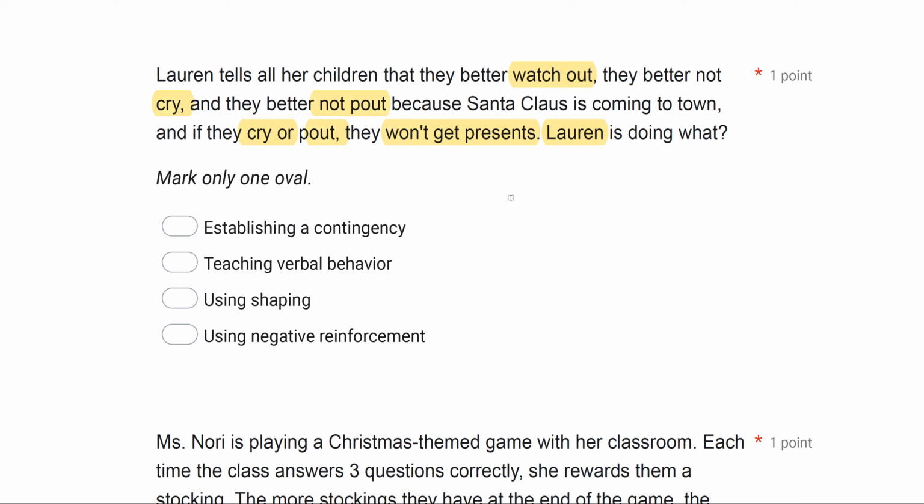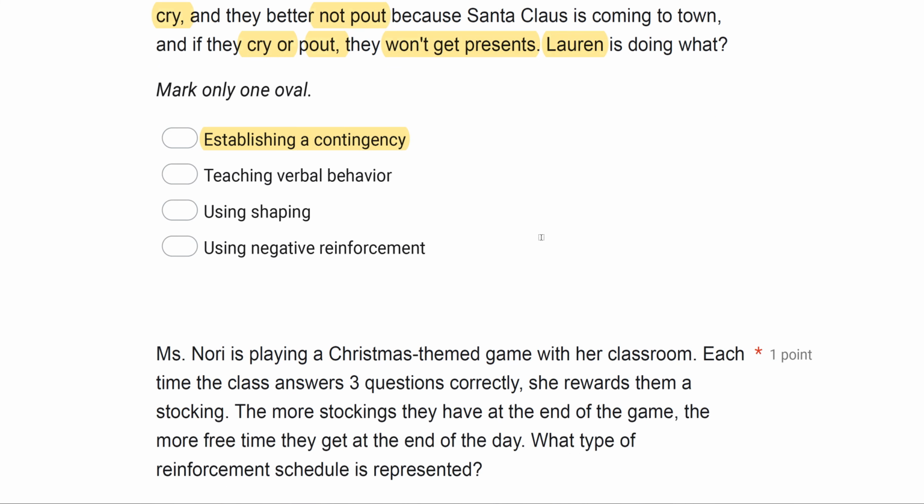And then D, using negative reinforcement. Is Lauren removing anything in order to increase behavior? Well, no. If anything, we had to pick, we'd say Lauren's attempting to punish because if the kids cry or pout, then she will remove their presents or she's not going to give them their presents, which won't be negative reinforcement because she'd be trying to decrease the crying or pouting. So Lauren is simply establishing a contingency, an if then statement indicating if something happens, then this will happen. If you cry or pout, then you won't get presents.